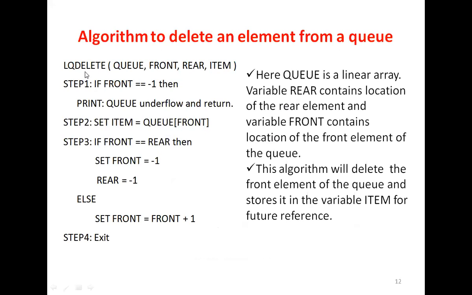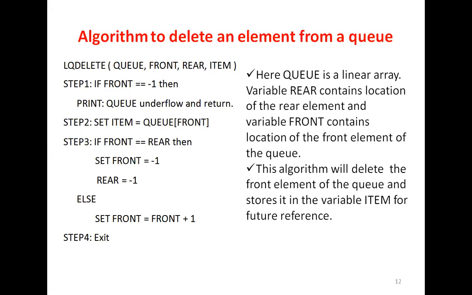Now the algorithm you can see here. LQ delete is the procedure name. We are passing the queue, front, rear, and item. Item means whatever data item you delete will be stored in this item. Now step one, we will check whether the queue is empty or not. For that, we check whether the front value is -1 or not. Whenever front is -1, that means the queue is empty, because whenever you insert something, front is incremented to 0. So to check for an empty queue, you can just check the front value only. This is the first case.